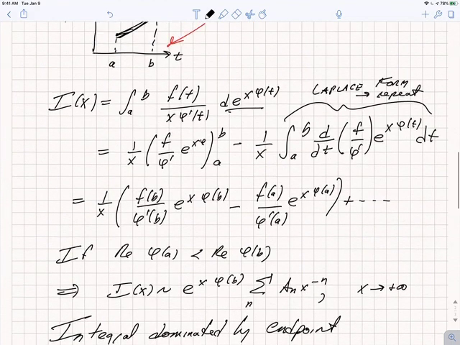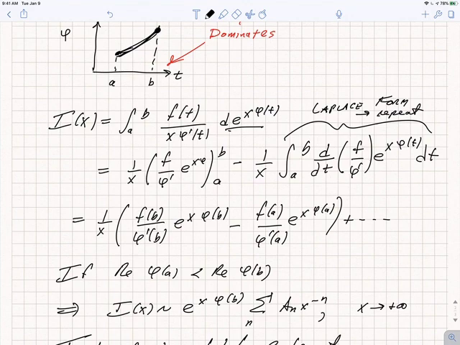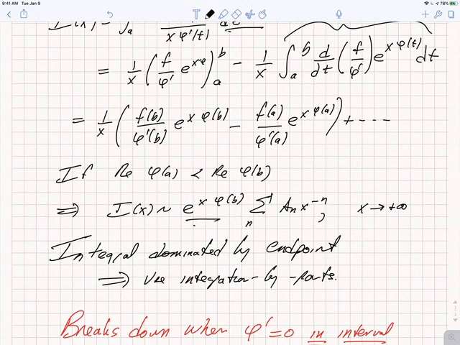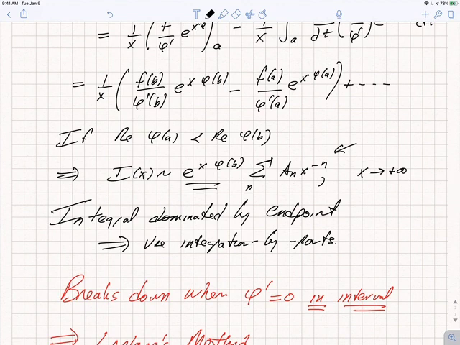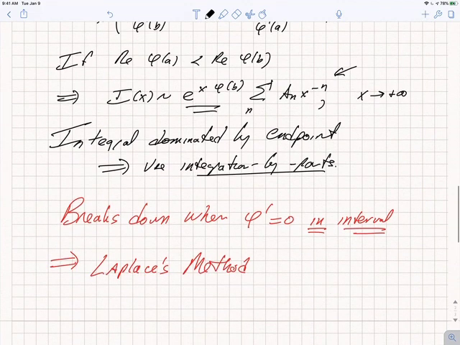If the real part of phi of a is less than the real part of phi of b, as we've denoted here, the leading behavior is given by e to the x phi of b, and then there are subleading terms that are suppressed by higher and higher powers of 1 over x as x goes to infinity. So for an integral dominated by the endpoints with no derivatives, we can just use integration by parts. However, it will break down when the derivative of the function is 0 somewhere in the interval or perhaps at the endpoints, in which case we have to generalize this analysis to something that is known as Laplace's method, which we'll discuss next time.